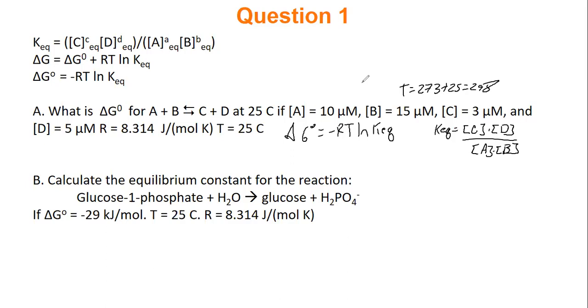All right, so now let's put in the numbers. Minus 8.314 times 298 times the natural log of, so C is 3 times 5 divided by A is 10 times 15. And when you do that, I believe, let me just double check my calculation. You get a positive 5704 joules per mole.